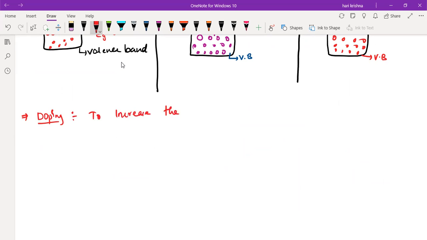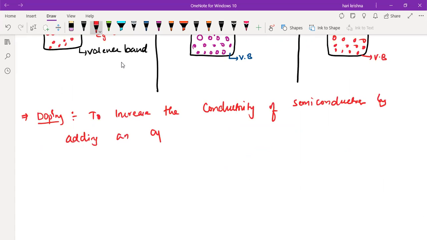To increase the conductivity of semiconductors by adding an appropriate amount of suitable impurities. So to increase the conductivity of the given semiconductors, we add suitable impurities to them. That is called doping.